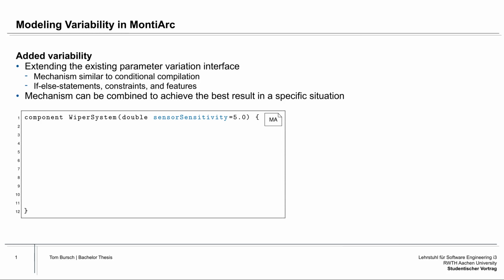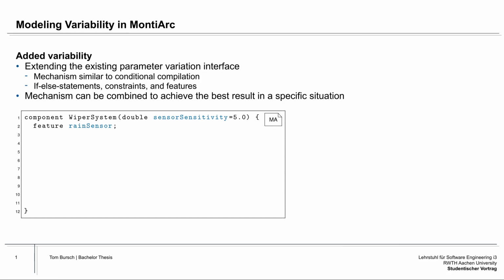Hierarchical variability in MontiArc is based on parameters. It works similar to conditional compilation as the variability is applied before simulation, runtime, or code generation. Variability introduces three elements into components: if-else statements, constraints, and features.